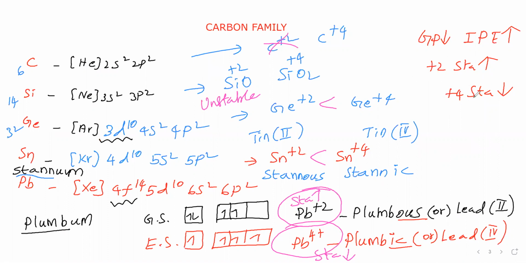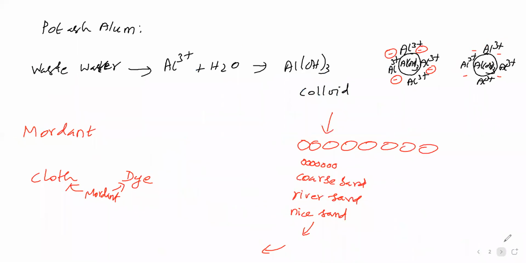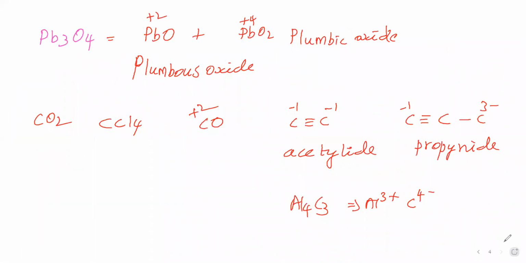Now general oxidation numbers means +2 and +4. Down the group, how the stability of +2 and +4 varies, we have discussed. Next we will see the ionic radius. We will take the +2 state and see how the ionic radius varies. For carbon, radius is not given. For silicon, radius is not given. For germanium, the radius given is 73 picometer.